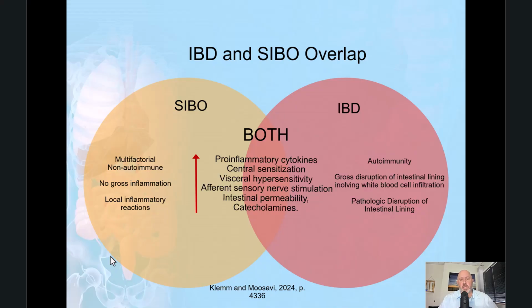IBD, let's be clear, is an autoimmune condition where SIBO is not, and IBD is going to be noticed more macroscopically on imaging and with biopsy, whereas SIBO would require some very specific research-based instruments to see the microscopic damage it's creating.